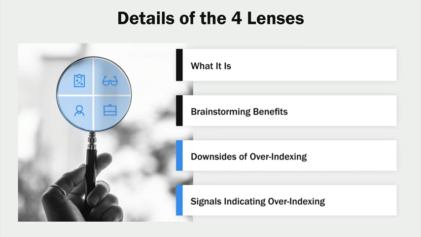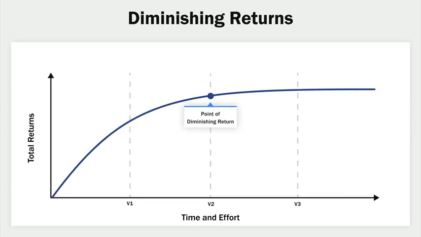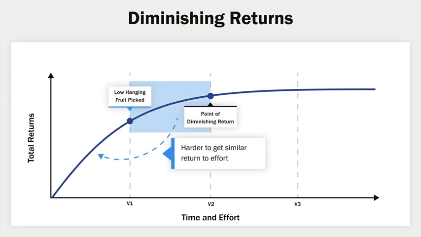Remember to check those cues for over-indexing to see if you might be inadvertently doing so. The last guiding principle is to consider diminishing returns. Diminishing returns refer to the concept that if an objective was already attempted, investing again will yield progressively smaller returns. This is because if low-hanging fruit has already been picked off, it'll become a lot harder to get a similar magnitude of returns for similar effort.